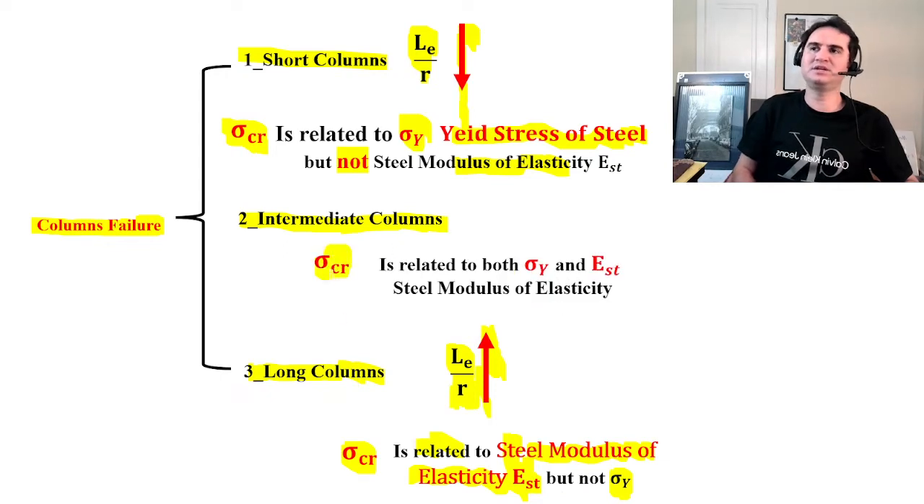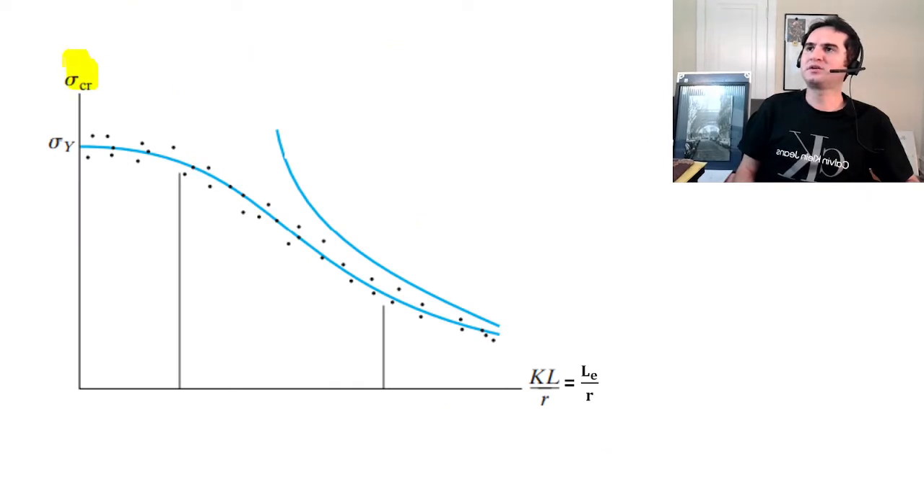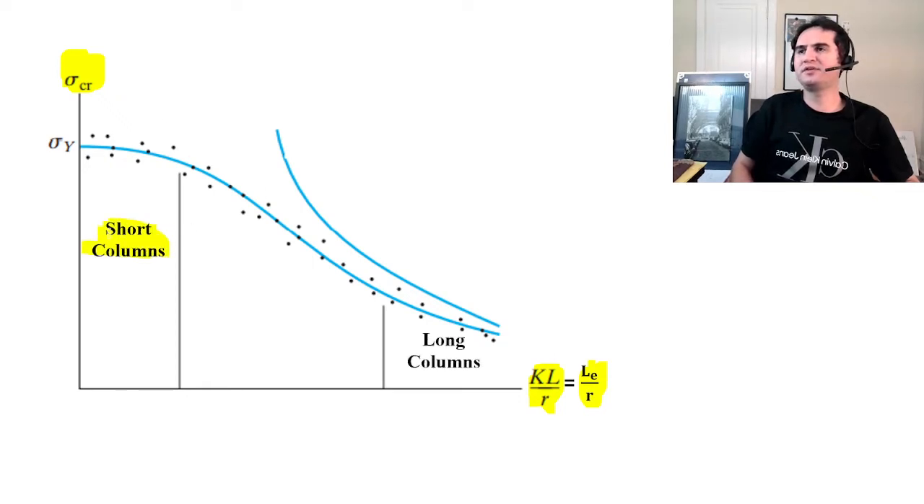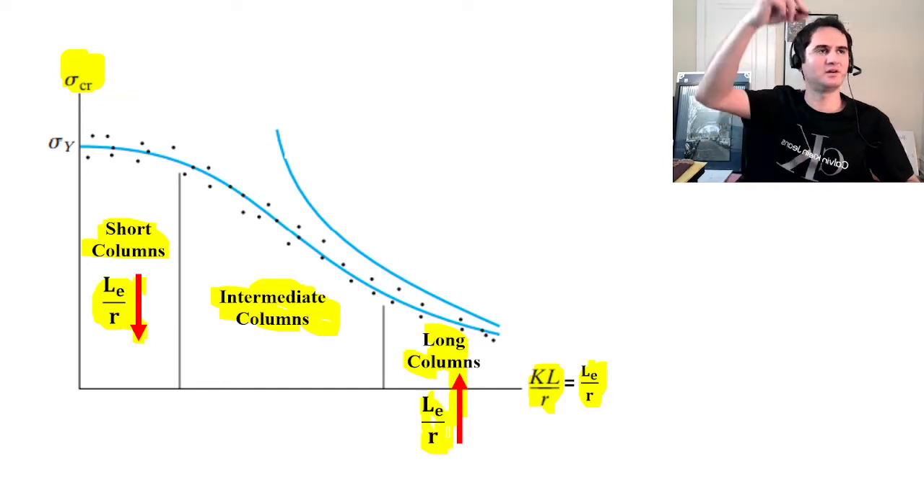And one can guess that sigma critical in the intermediate column is a function of both: sigma y and the modulus of elasticity of the same material, whether steel, concrete, brass, or whatever you have. If we draw the critical stress due to a compressive load versus the slenderness, which is KL over r, the effective length over the radius of gyration, you can observe three areas: short columns, long columns, and in the middle, intermediate columns. Again, KL over r is low in short columns, and in long columns it goes higher because they are long enough.